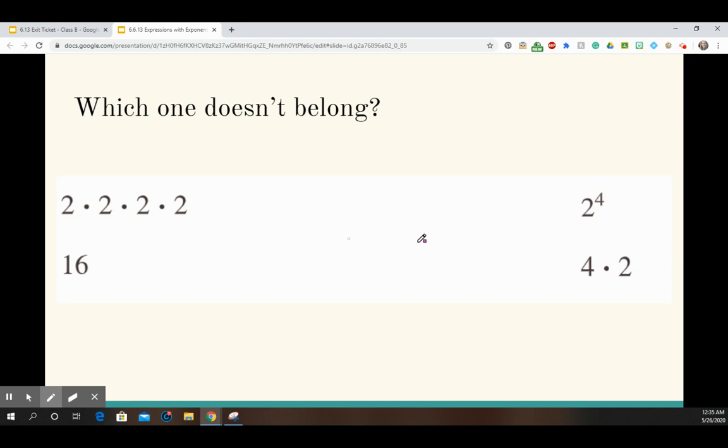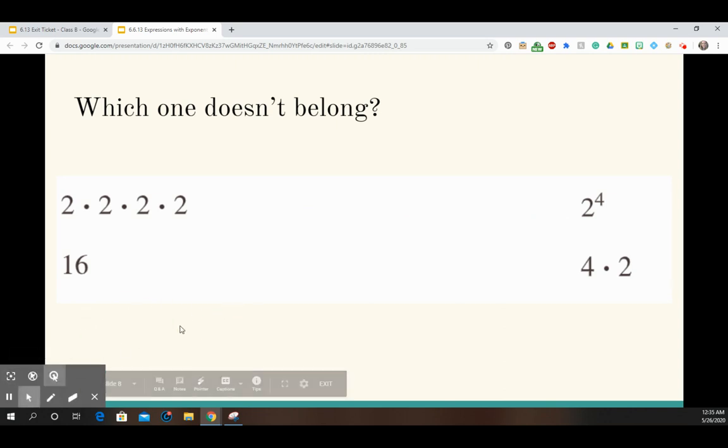Okay, you might say that the number 2 doesn't belong because it's just a number. There's no operation happening there. Some people might say that 2 to the 4th doesn't belong because it's the only one using an exponent. And somebody might say that 4 times 2 doesn't belong because 4 times 2 is 8, not 16, and all the other ones would be 16. And in case you didn't notice, this is actually the same as 2 to the 4th. Both 2 to the 4th and 2 times 2 times 2 times 2 are equal to 16. So that's a common link there.